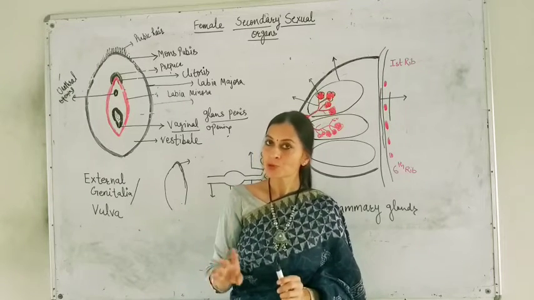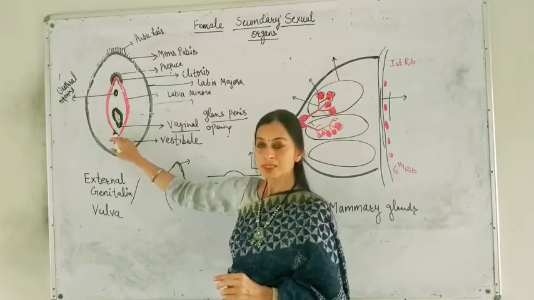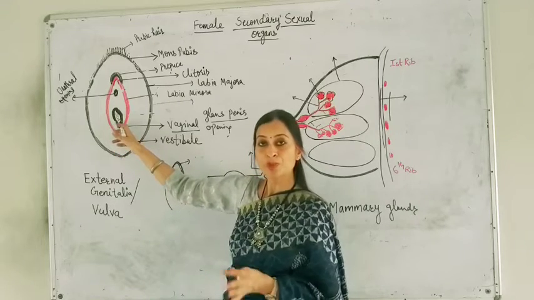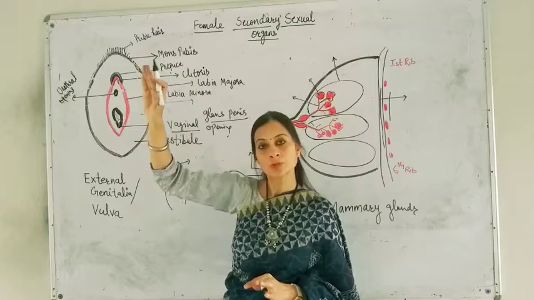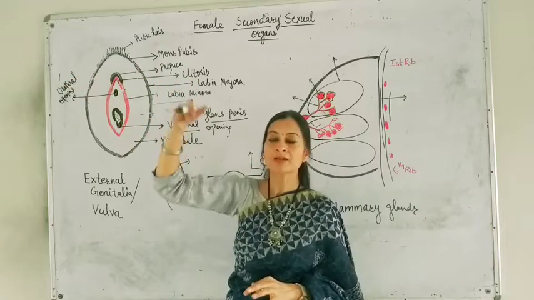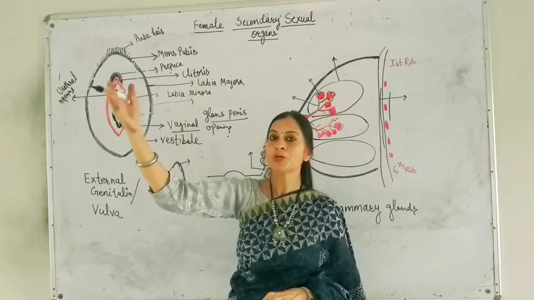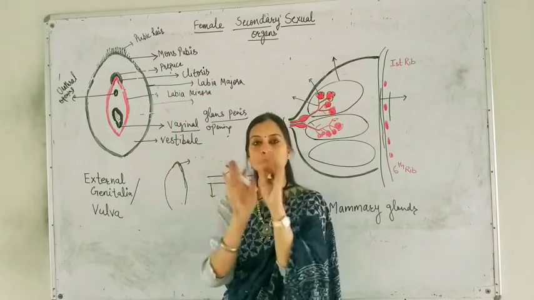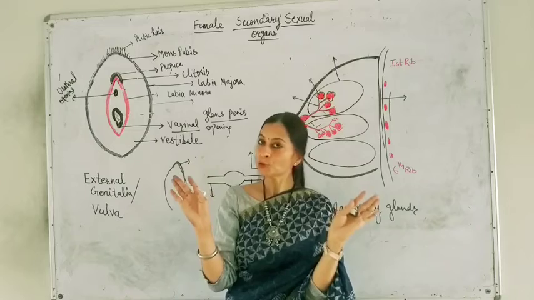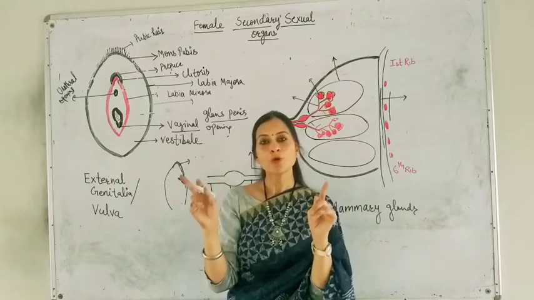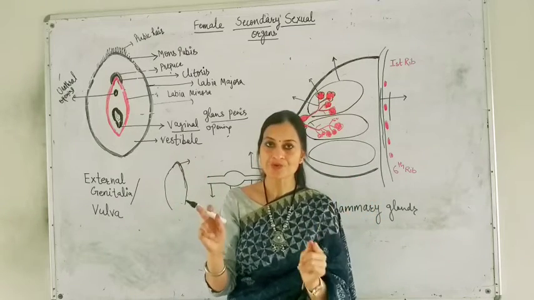Here you have to see that this is the opening of the vagina that leads to the vaginal tube, which opens into the cervix, the cervix enters into the uterus, the uterus then opens into the two tubes, the fallopian tubes, and the fallopian tubes are linked with the ovaries.